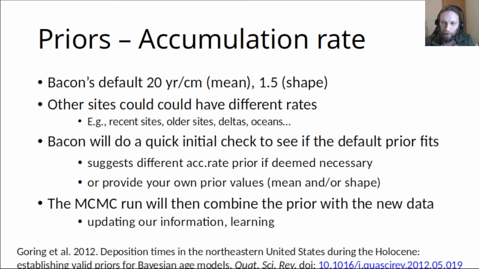Then there's an MCMC process which uses millions of iterations, sometimes 5, sometimes 50 million iterations, where it combines this prior information on accumulation rate and also its variability, its memory. It combines that information with the new data, with the dates, to update our information about your site, about how it has accumulated. So it learns from combining the prior information with the new data and then gives you the HDAT model.